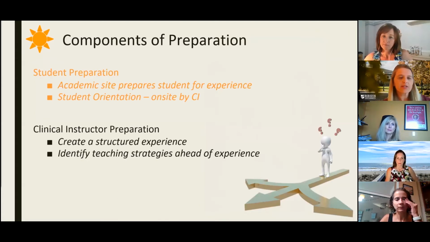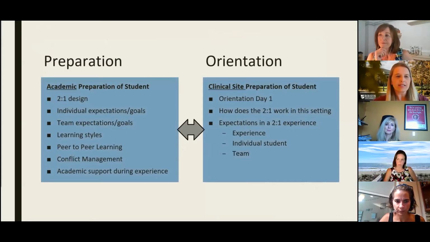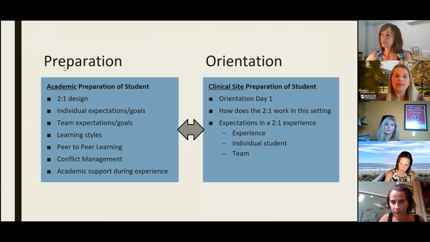As you can see here, we also have added in the students' need to prepare for this model. This is different than what they may have envisioned before in that one student to one CI model. What we have incorporated is a diagram for you to look at how the academic institution can help prepare the student in this model. They can talk about the 2-to-1 design. They can talk about research in the peer-to-peer learning. Individually, they need to work on their own goals as well as work together in the team.